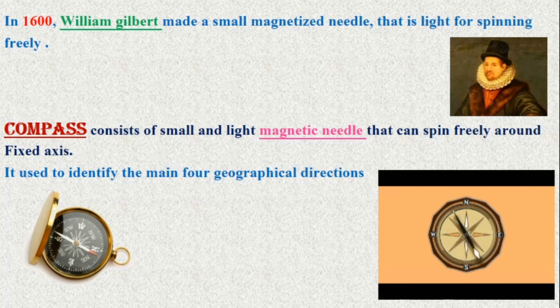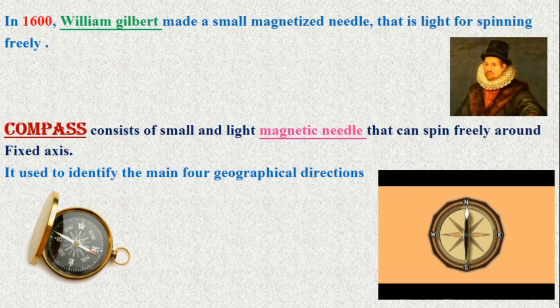The one who invented or the one who made this tool is William Gilbert. William Gilbert made this tool to know the 4 geographical directions. So, if you are lost in the desert or ocean, a compass can be used to guide you to the right way. Even pilots use it in the air.